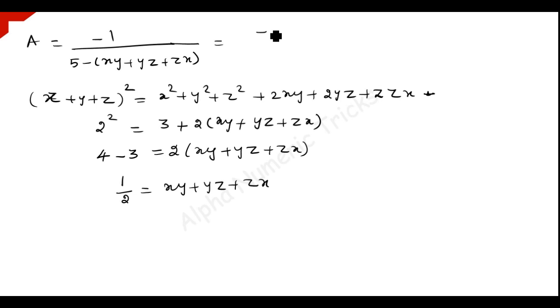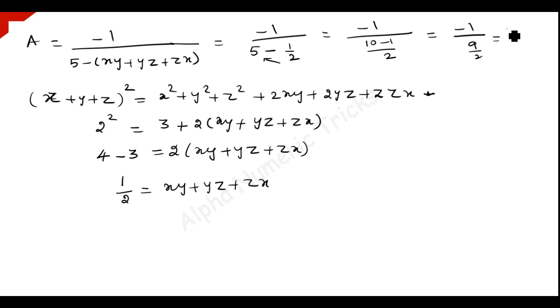So this is equal to minus 1 by 5 minus this value replaced by half, or minus 1 divided by, take the LCM here, 5 times 2 is 10, minus 1, over 2, or minus 1 divided by 9 by 2, or you have minus 1 times 2 by 9, which is equal to minus 2 by 9. So the answer for the given problem is minus 2 by 9.